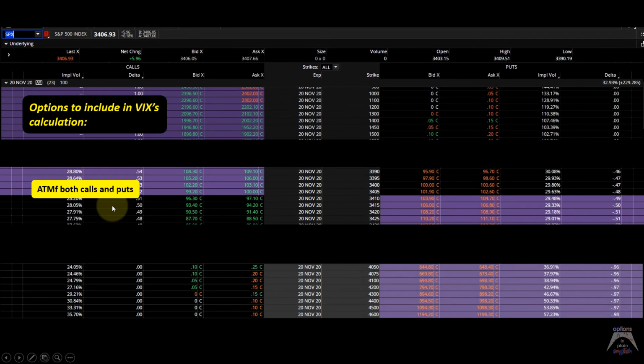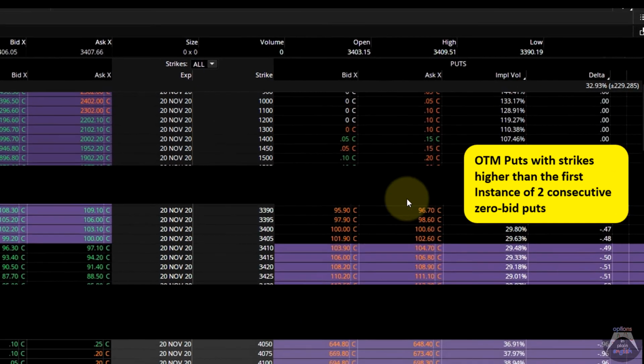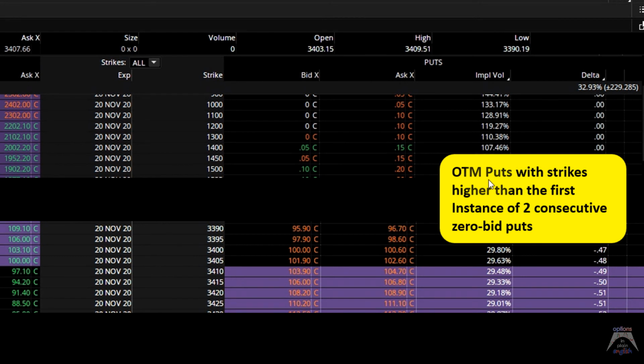Now it's also going to use all of the out-of-the-money puts with strikes higher than the first instance of two consecutive zero bid puts. So we're going to be reading all the different puts. Remember, there's a bunch of them here. I just didn't include them, but they go down in value until you have two consecutive zero bid puts.